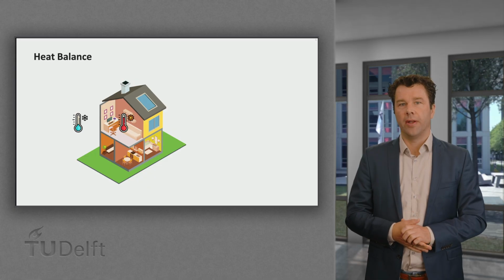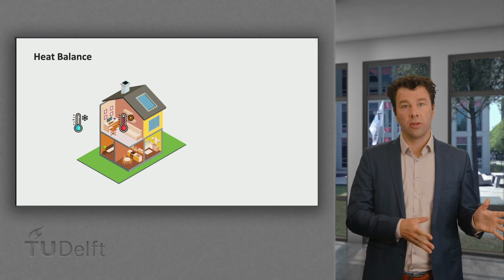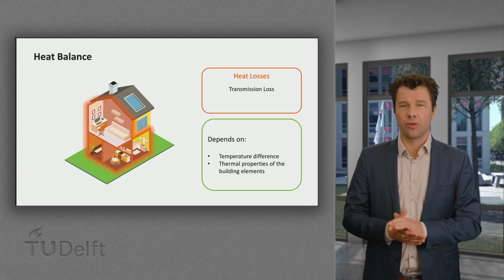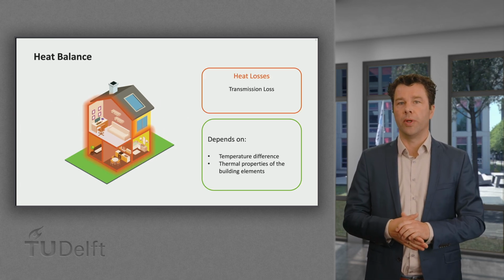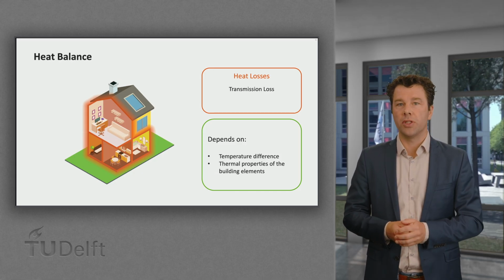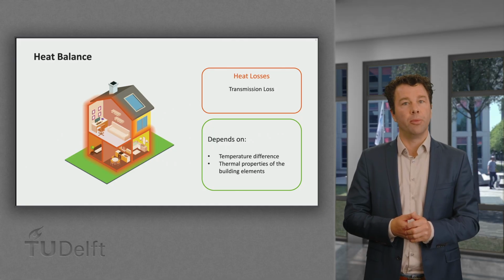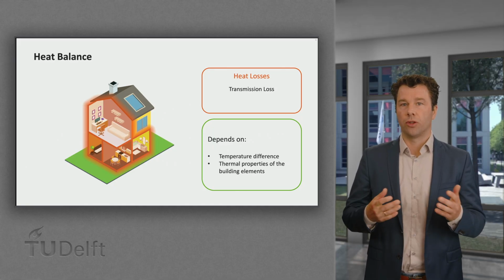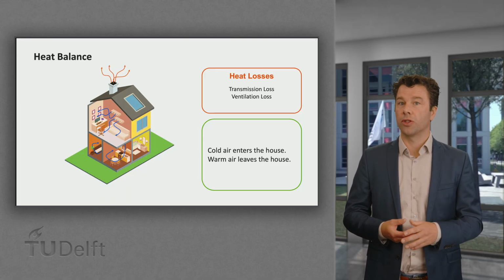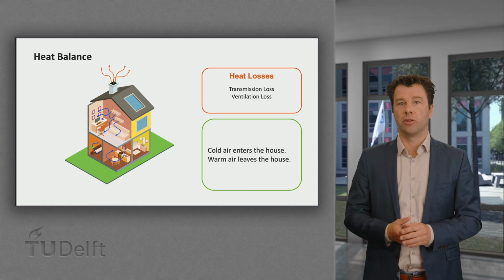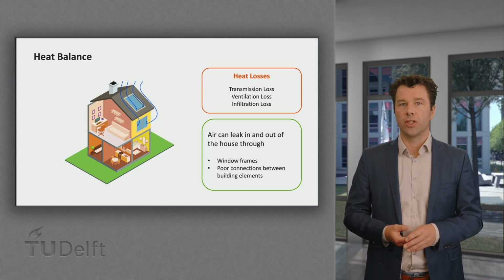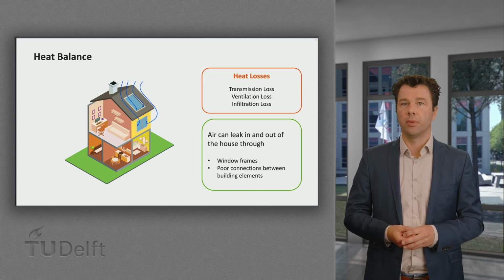It's cold outside, and there's a temperature difference between the desired indoor temperature and the outside, which causes heat losses. These heat losses consist of the conduction through the roof, walls and windows. It is dependent on the temperature difference between indoor and outdoor and the thermal properties of the materials used in the building envelope. There's also heat loss caused by ventilation. Cold air enters the house, and when there's no heat recovery, warm air leaves the house. Additionally, there is heat loss caused by infiltration, that is unwanted leakage of air through the building envelope.